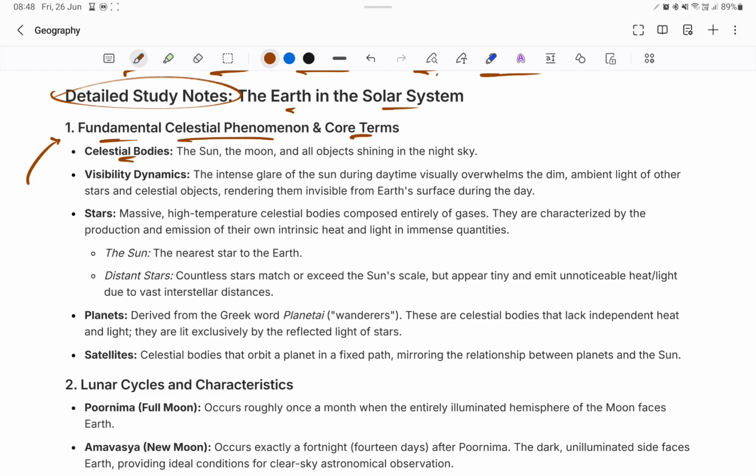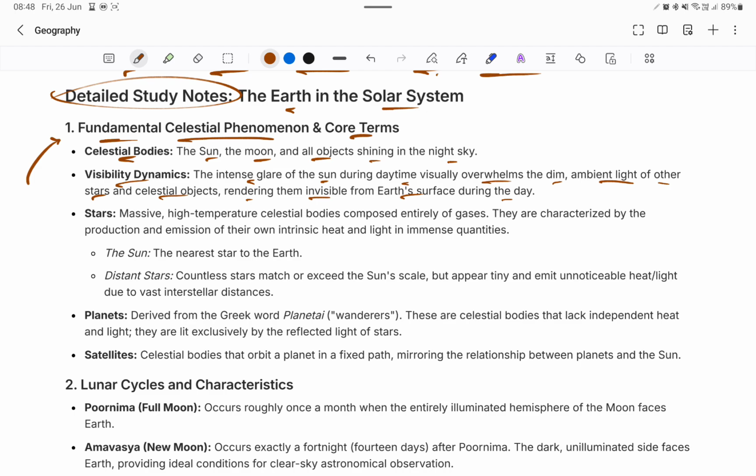First of all, what is a celestial body? Objects like the sun, moon and all objects shining in the night sky are called celestial bodies. Then there's the term visibility dynamics. What is it actually? The intense glare of the sun during the daytime visually overwhelms the dim ambient light of the other stars and celestial objects, rendering them invisible from Earth's surface during the day.